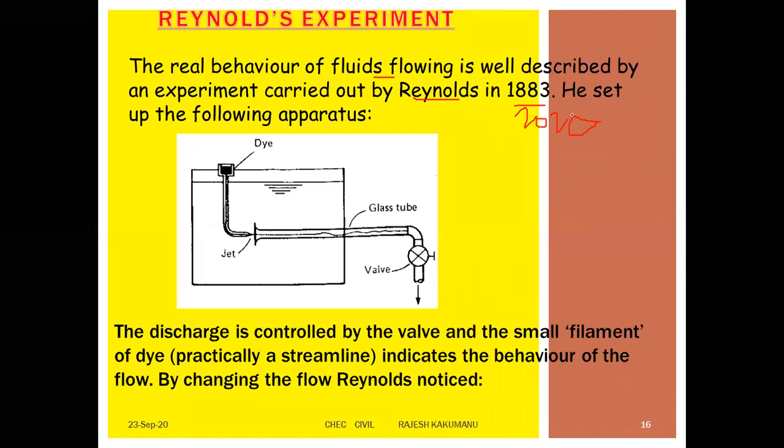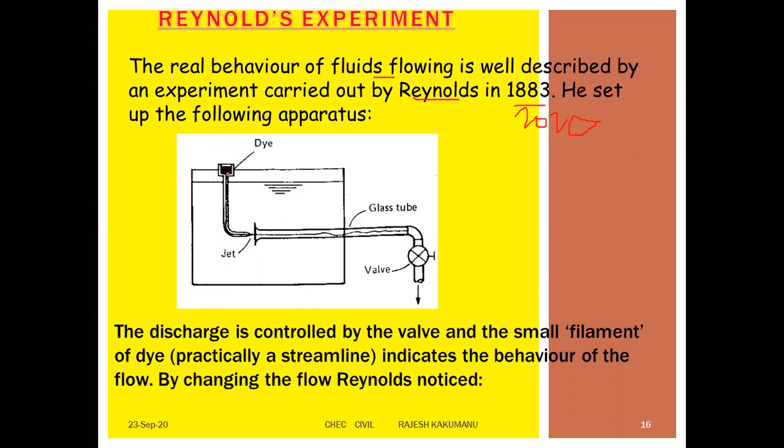See how old a concept you are learning, but it is a basic introduction for those studying fluid mechanics. Okay, he set up the following apparatus. To study the behavior of fluids in real time, Reynolds conducted an experiment in 1883, and for that he prepared a setup. He has a container with water, right? In the container he made an orifice, a jet, and a transparent glass tube for visual observation, and he also has a valve at the bottom.